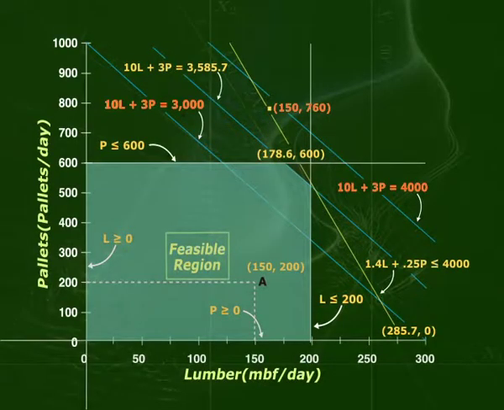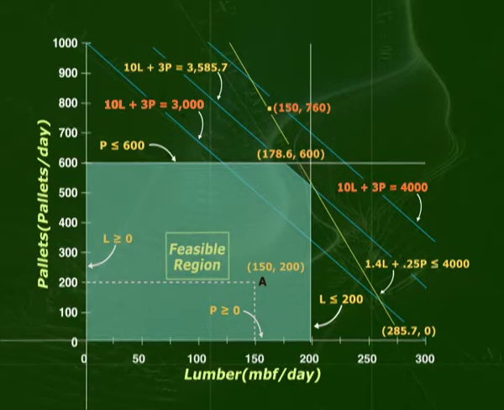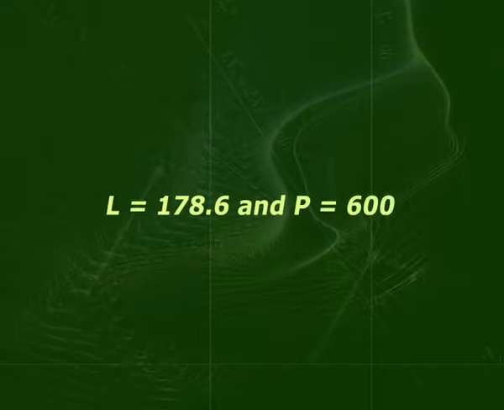You can see by looking at the graph on the screen that the solution to the lumber mill problem will be at the corner where the pallet capacity constraint intersects the log capacity constraint. This corner corresponds to the optimal solution because this point is on the pallet capacity constraint. The value of P at this corner must be 600. The value of L at this point can be identified by putting P equal to 600 in the log capacity constraint. The values of the variables at this corner are P is equal to 600 and L is equal to 178.6. Thus, the solution to the lumber mill problem is L is 178.6 and P is 600.